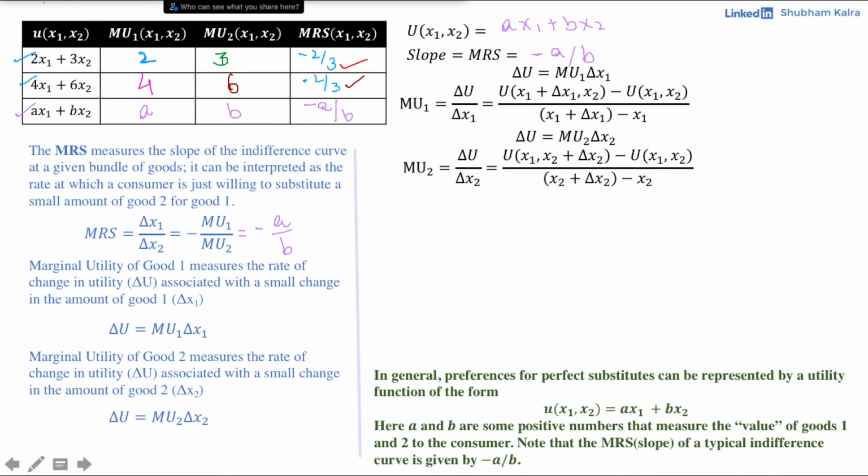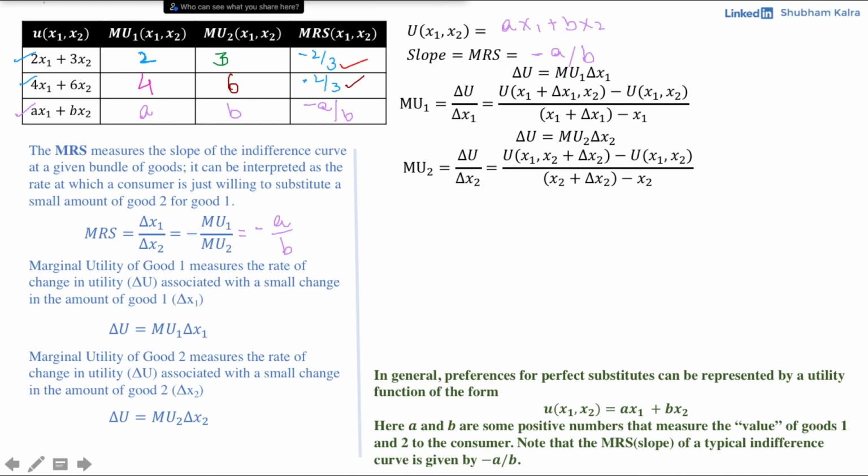Thus your MRS is minus a divided by b, which you can also verify by doing the calculations and making the substitutions into mu1 and mu2 with this long formula, which I am not doing here, since I wanted to explain to you how the general form works in case of your linear utility functions. Also, your linear utility functions are nothing but the utility functions for your perfect substitutes.